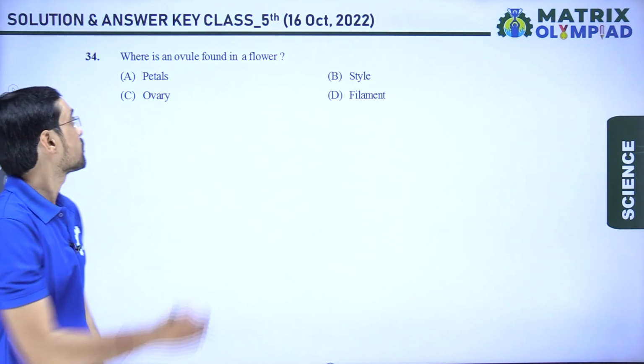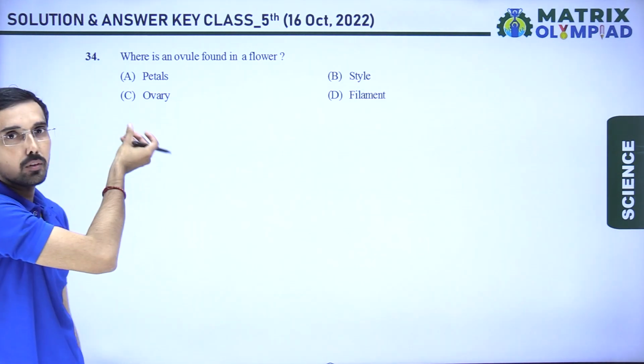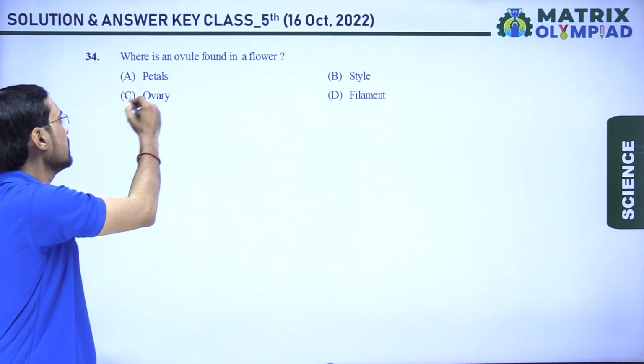Next question is, where is an ovule found in a flower? Ovule is a part of female reproductive system. It is found in ovary.